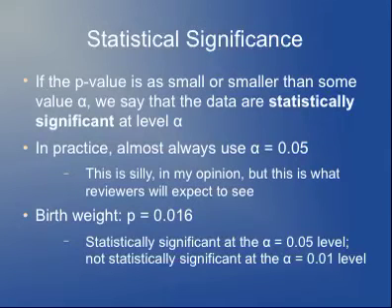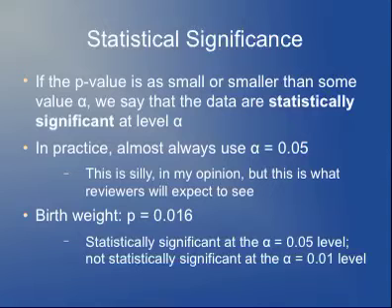Now a quick talk about statistical significance. Like I've been saying, the p-value threshold is often alpha equals 0.05. This is kind of arbitrary. It's just a value that's decided beforehand, but in most papers you'll see that alpha equal to 0.05 is usually the cutoff point. So if the p-value is smaller than some value alpha, then we say that the data are statistically significant. So with our birth weight example, we have that p is equal to 0.016.